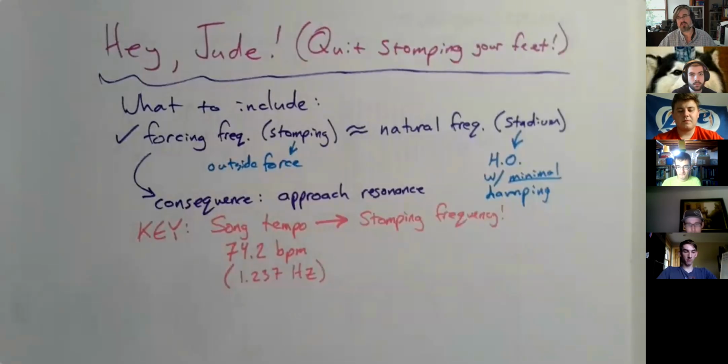Think about all the songs you might have heard a marching band play. Think about all the songs that might have inspired people to stomp and clap in the stands of a sporting event. Does that sound like a typical tempo for those type of songs? Or maybe you've never been to a sporting event because you've spent your entire life in COVID times.